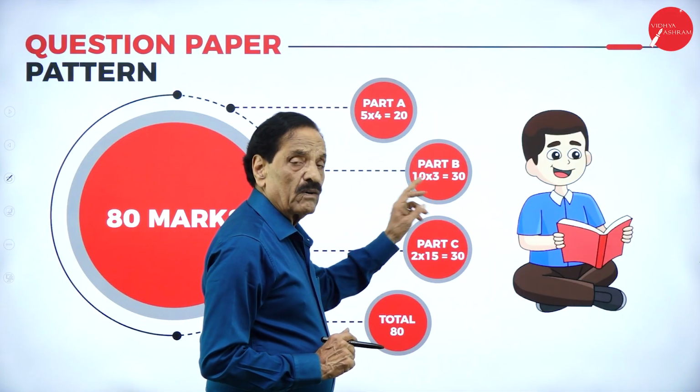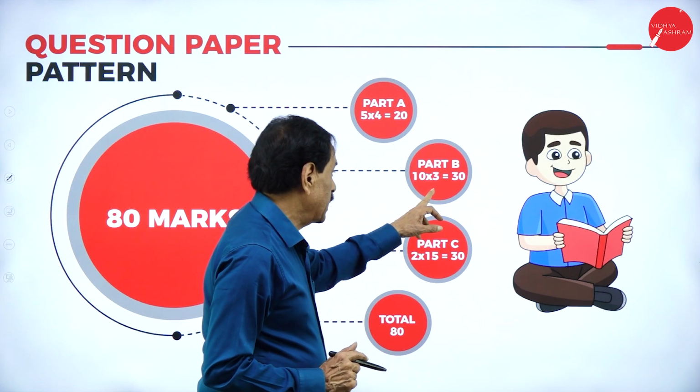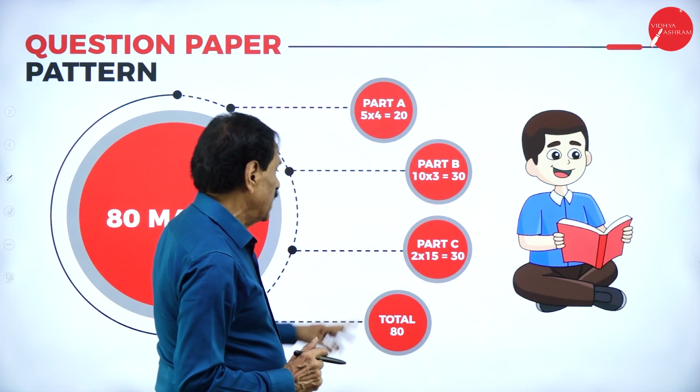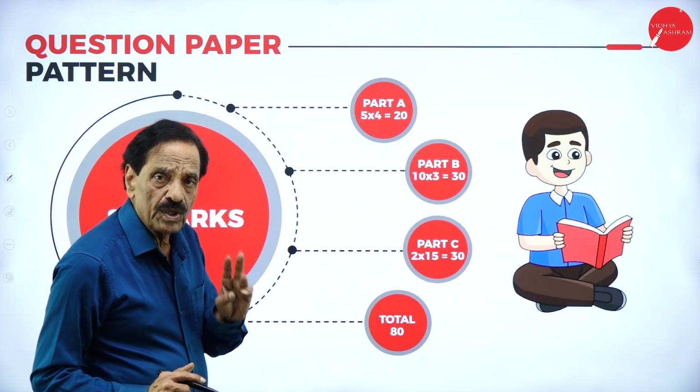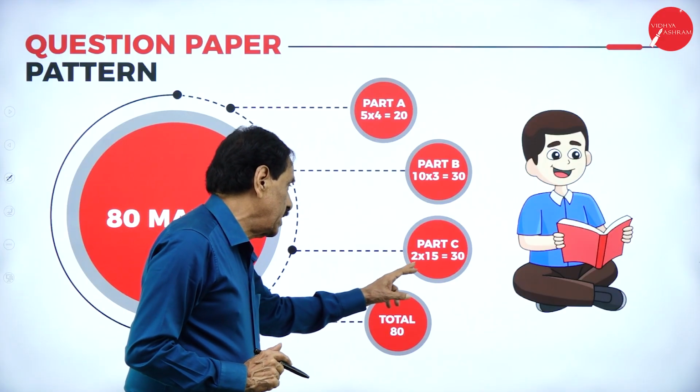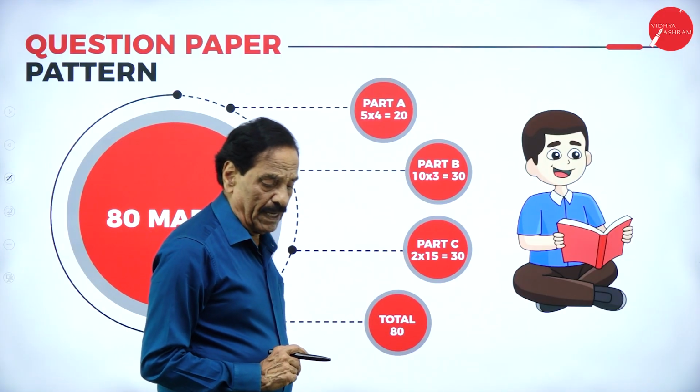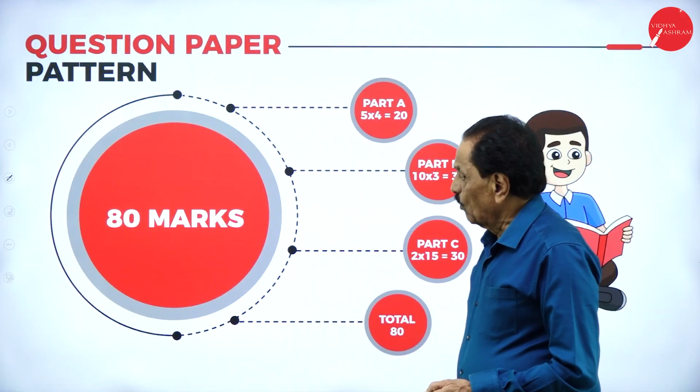Here 5 questions will be asked. You have to answer any 3, 10 into 3, 30. Section C, we'll ask 3 questions. You have to answer any 2, 15 into 2, 30, totally 80 marks. Hope you understand.